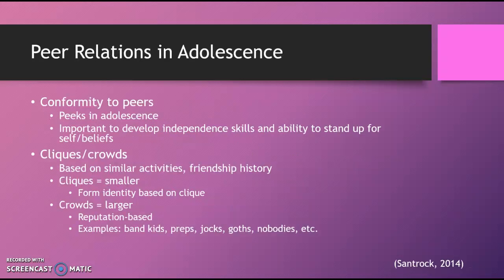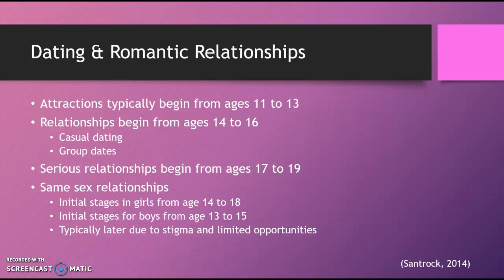In adolescence, this is when it's really important to enforce independent skills and the ability to stand up for themselves and what they believe in, because conformity is huge in this stage of development. The teenagers want to do what their friends are doing, whether good or bad. This is where cliques and crowds developed, which are based around similar activities, a history of friendship, things like that. Cliques are often smaller and they become sort of an identity. And crowds are larger reputation-based groups like the band geeks, the jocks, those kind of groups.